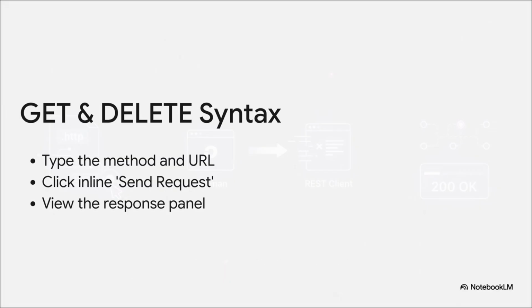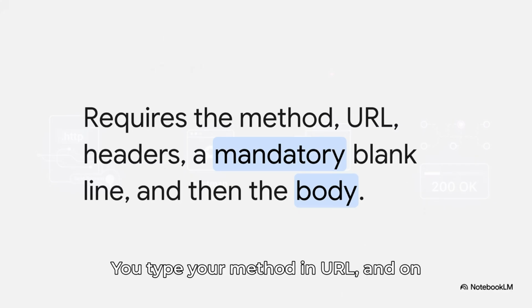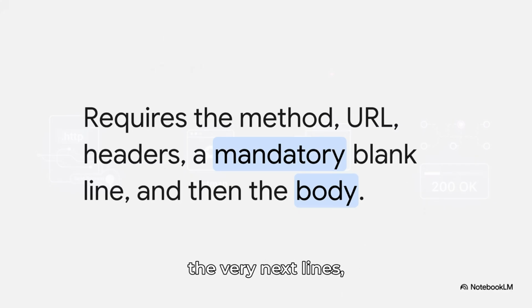It's so fast. Now, when you actually need to send data, like with a POST request, the format is just as intuitive, but there is one absolute golden rule you have to follow. You type your method and URL, and on the very next lines, you type your headers, like Content-Type: application/json. But here is the crucial part. You must leave exactly one blank line between your headers and your JSON payload. If you forget that blank line, the extension won't know where the headers end and the body begins, and your request will completely fail to parse.